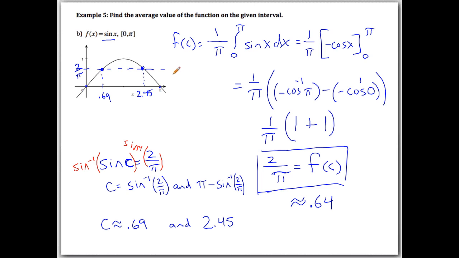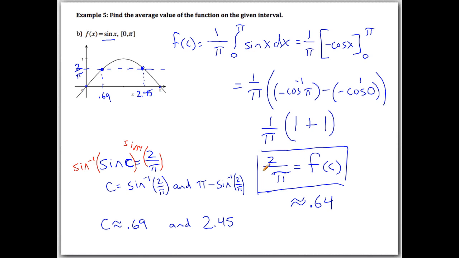All right, welcome back. So to find our average value, you should have used our average value formula. So 1 over pi, and pi is the width of that interval, times the definite integral from 0 to pi of sine x dx. And the integral of sine x is negative cosine x. And if we evaluate this from 0 to pi, we'll plug in pi first, and then in 0, and then subtract them. So you really get 1 plus 1, or 2 over pi.